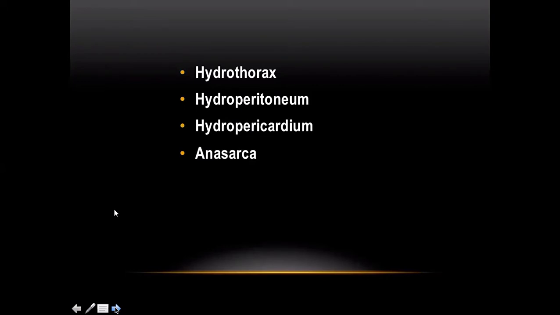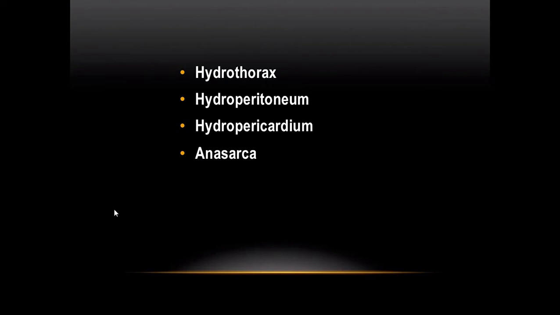We have hydrothorax, hydroperitoneum, hydropericardium, and anasarca. No? So hydro means water. No? Hydro. Then thorax, of course, there is accumulation of water in the thorax. This is also known as pleural effusion. Hydroperitoneum, accumulation of fluid in the peritoneal cavity. This is also known as ascites, no? Ascites or peritoneal effusion. Okay?